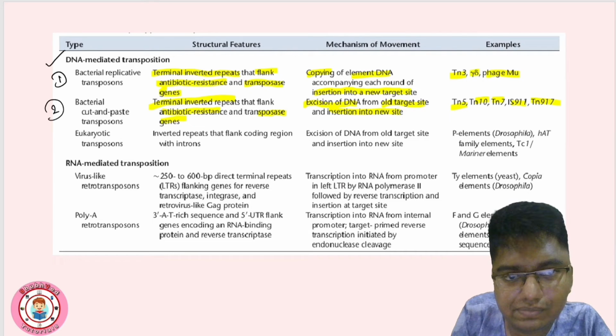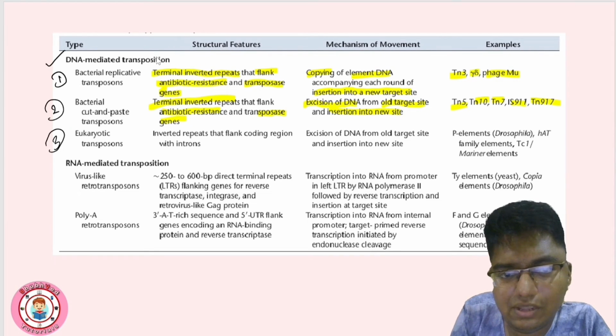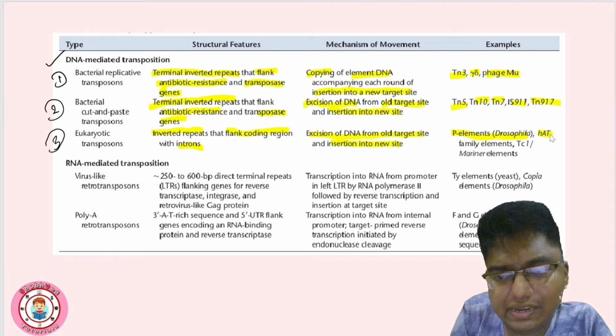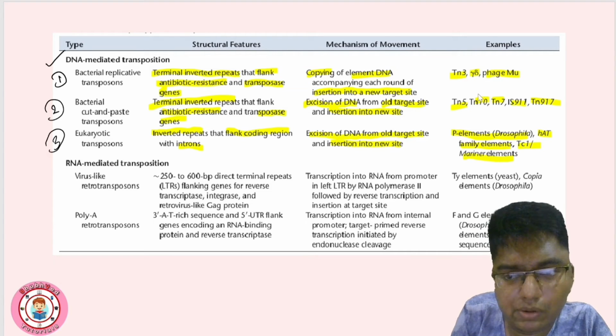Then the third type of DNA mediated transposon is the eukaryotic transposon, present in eukaryotes. What are they doing? These also have inverted repeats that flank a coding region with introns. The mechanism is the same cut and paste: excision from the old site and insertion into the new site. What are the examples here? P elements in Drosophila, hAT family elements, then Tc1 mariner elements. All these are examples of eukaryotic transposons.